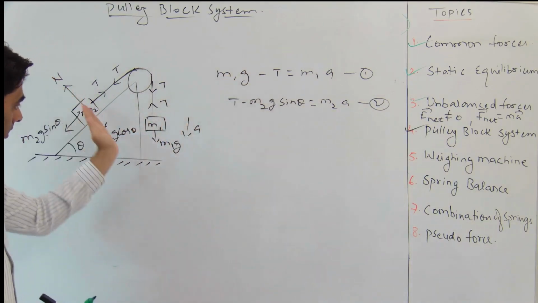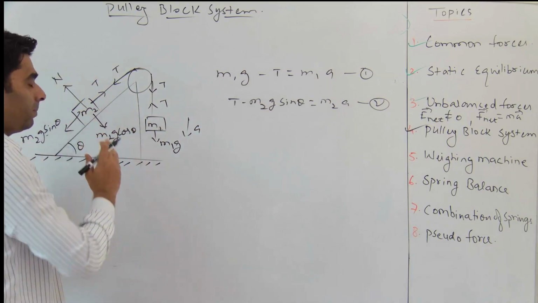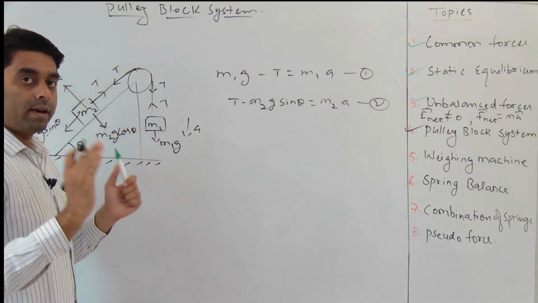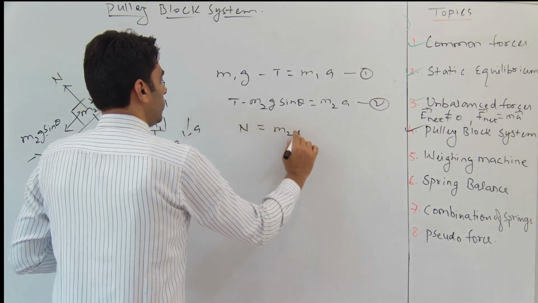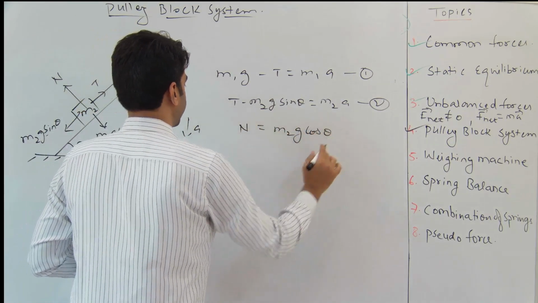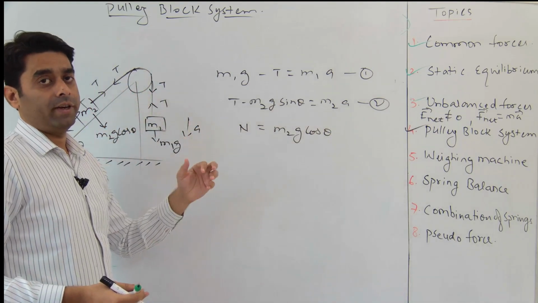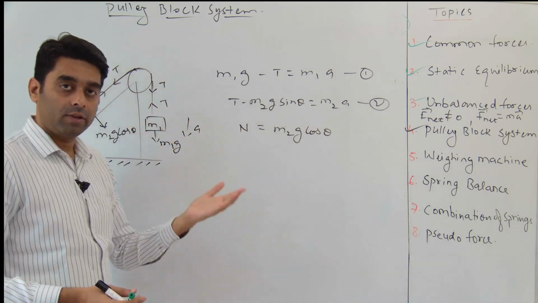Now, perpendicular to the incline, M2 is at rest. That implies normal will be equal to M2G cos theta, right? This is the application of F net equals to MA in this situation. One more case we will take a look.